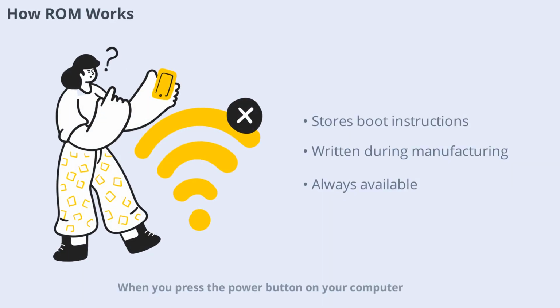When you press the power button on your computer, the CPU looks to the ROM for instructions on how to start up. These instructions are written into ROM during manufacturing and can't be changed easily. ROM ensures that your computer always has the basic information it needs to turn on and get ready for use, no matter how many times you restart or shut down.